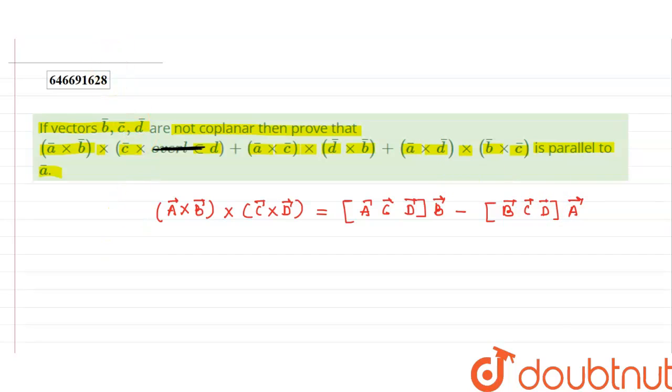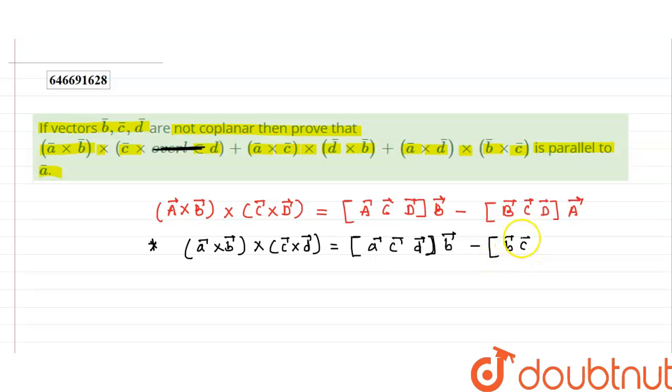So what is given in the first problem, the first one, that is A cross (B cross (C cross D)). So what you can write down is the box [A, C, D] times B vector, minus the box [B, C, D] times A vector, that is given. So this one, put the name, that is equal to 1.